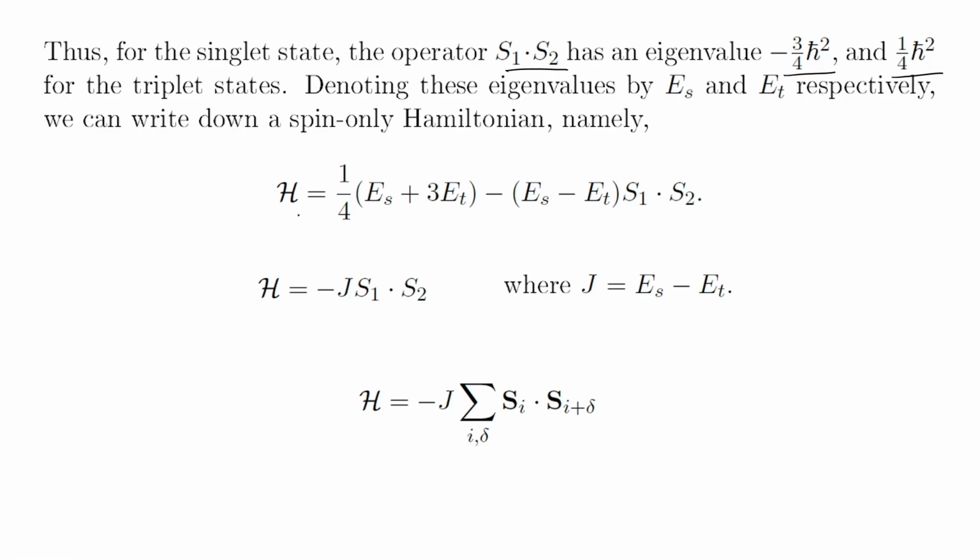We can now construct a spin only Hamiltonian, where Es is the energy of the singlet state and Et is the energy of the triplet state. This is a constant term, and then there is a term which is S1 dot S2.